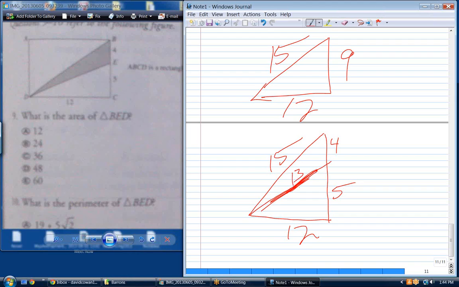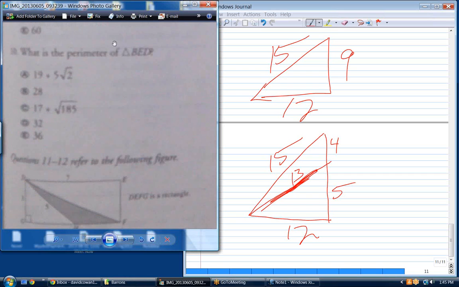Right, because that's a 5, 12, 13 triangle. So what's the perimeter? 32? 36? No, 32 is right. 28 and 4. 32. Yeah, 32.